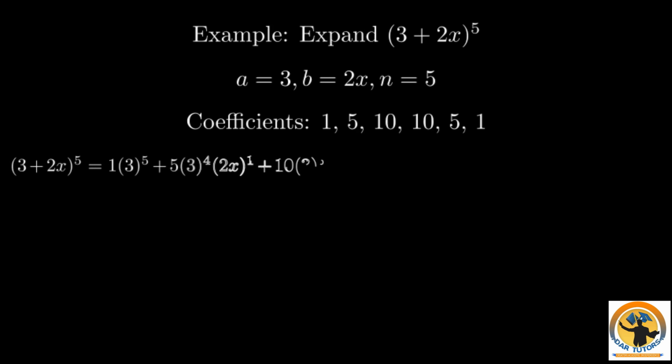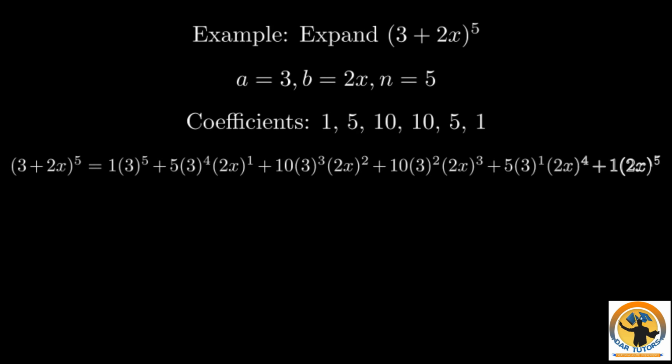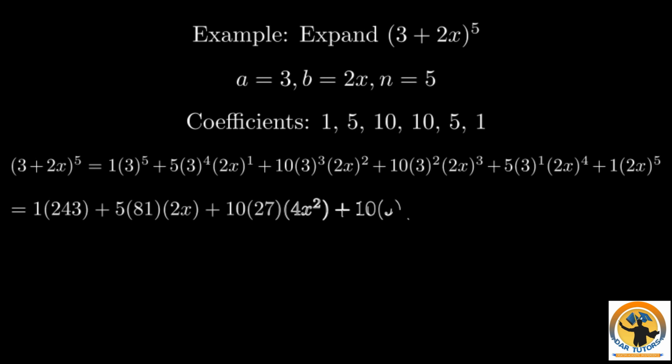It's 1 times 3 to the fifth, plus 5 times 3 to the fourth, times 2x to the first, and so on. The final step is to simplify each term. Be careful with the powers. 3 to the fifth is 243. 3 to the fourth is 81, and 2x squared is 4x squared. 2x cubed is 8x cubed, and 2x to the fourth is 16x to the fourth.